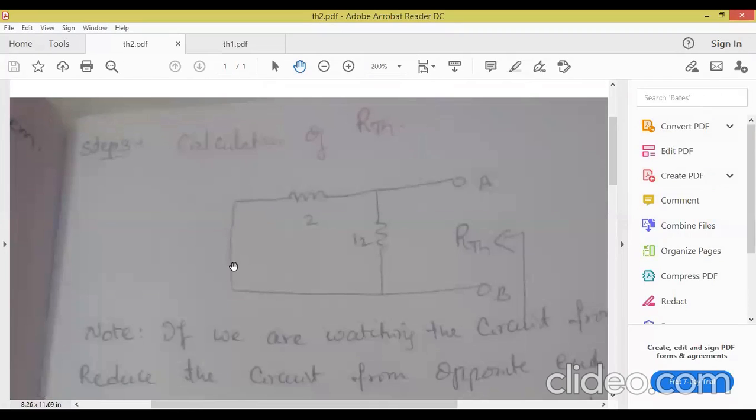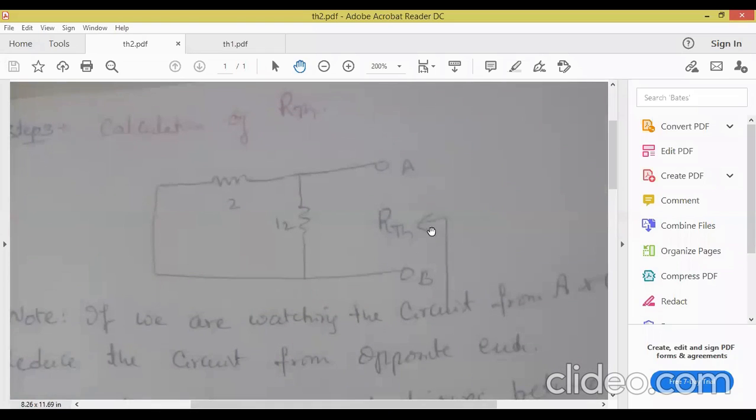So remove the voltage source. In the place of the voltage source, place the copper wire. I am not disturbing the remaining elements. What remaining elements do I have? 2 and 12. Already 24 is removed. Now, what is the meaning of this arrow mark we have to keep? It means we are watching the circuit from terminals A and B, just like watching from a window. I am seeing the circuit from A and B. Is it clear now, all of you?